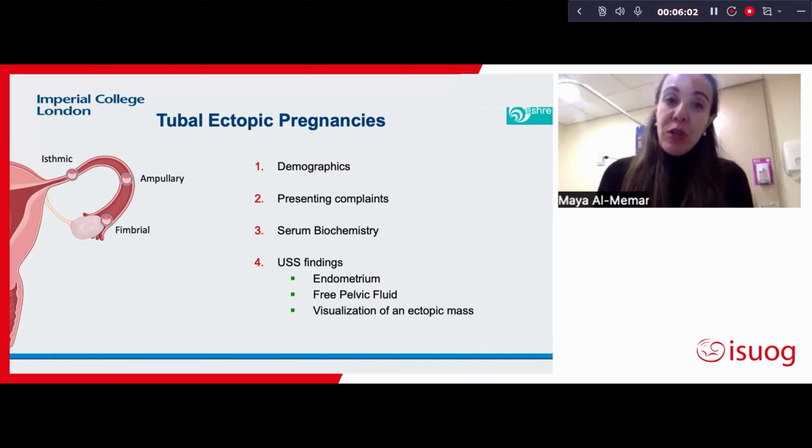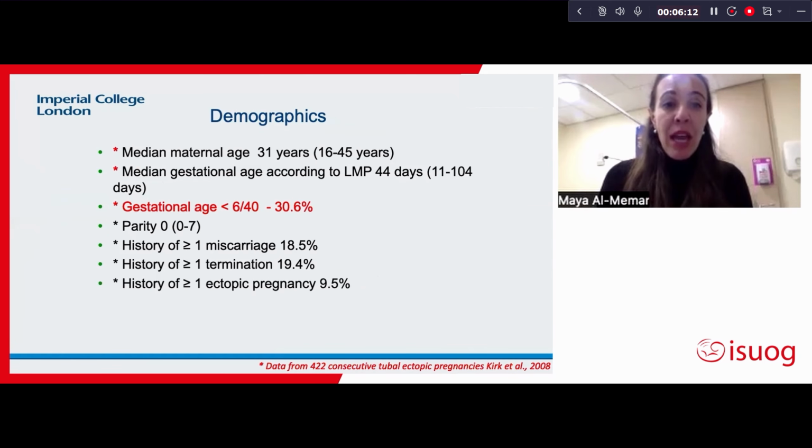Let's look a bit more at tubal ectopic pregnancies in terms of the demographics, the presenting complaints, the biochemistry, and the ultrasound findings, and then we'll move on to management. There can be a wide variety of ages and a wide variety in terms of obstetric history. But in particular, I want to focus on the gestational age, as about 30.6% of ectopic pregnancies will present with a gestational age of under 6 weeks.